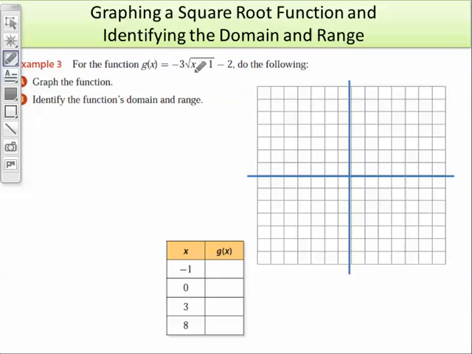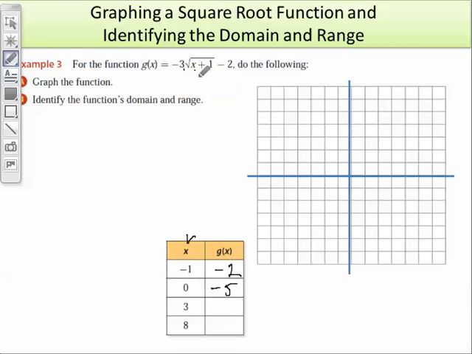If I'm given something like this, where it says negative 3 times the square root of x plus 1, minus 2, we want to graph that. I think the easiest way is to stick some values in for x. If I stick a negative 1 in for x, I got negative 1 plus 1. That's 0. 0 times anything is 0, minus 2 is negative 2. If I stick a 0 in for x, 0 plus 1 is 1. Square root of 1 is 1. So I've got a negative 3 minus 2. That's a negative 5.